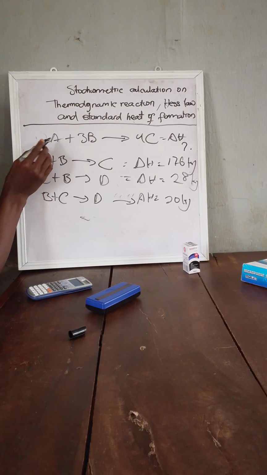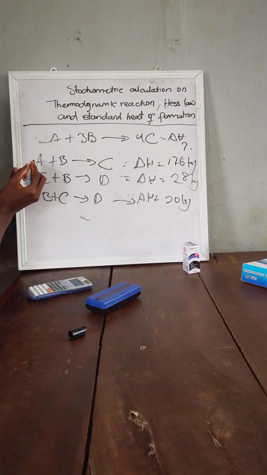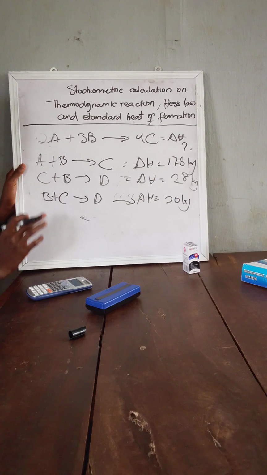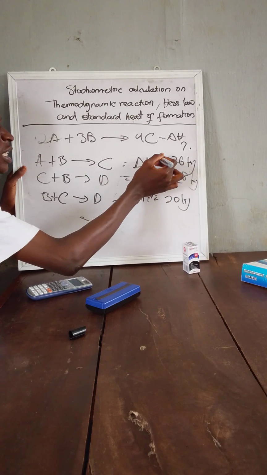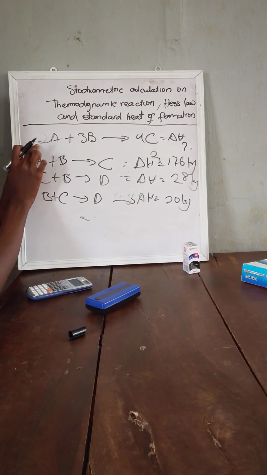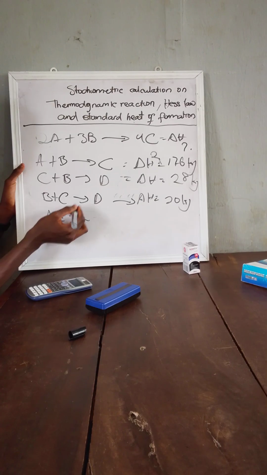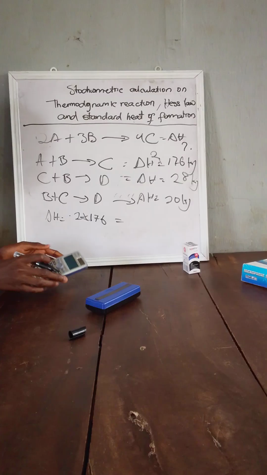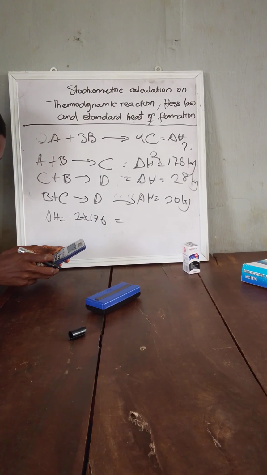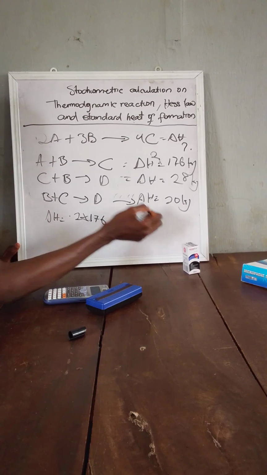Here, my A is at the reactant side, right? So let me start analyzing the steps one by one. Here, my A is at the reactant side. So automatically, all I have to do is multiply this delta H by 2, because we have 2A in my control reaction. So the delta H for my first one is 2 times 176, which is 352 kilojoules.